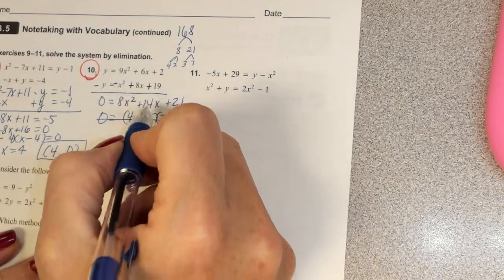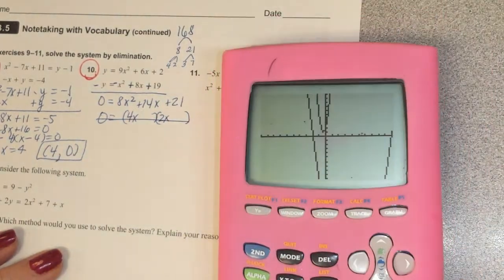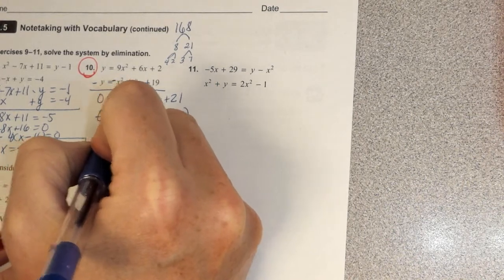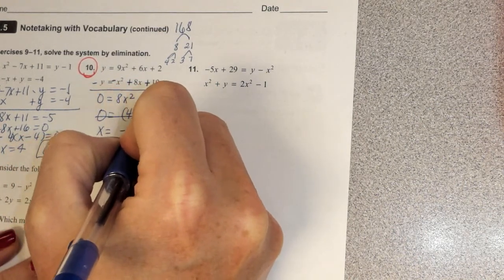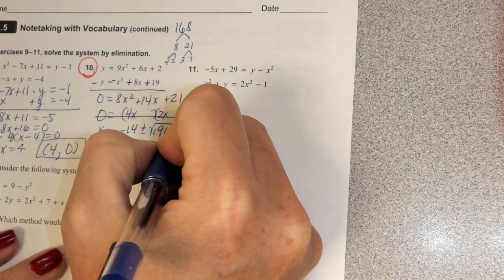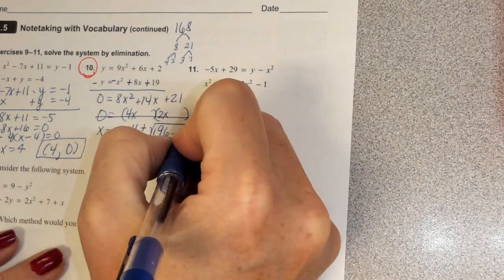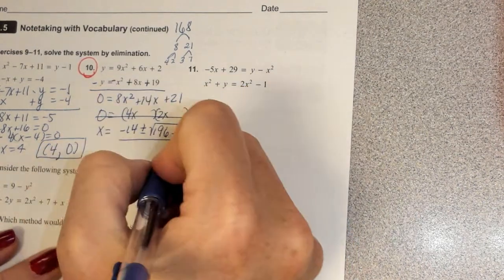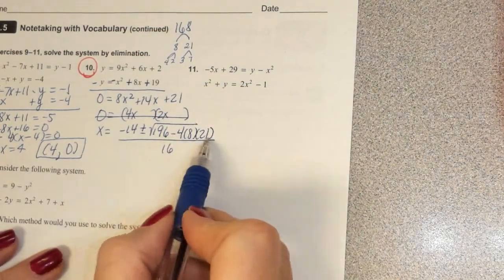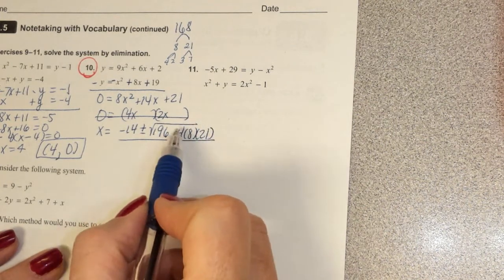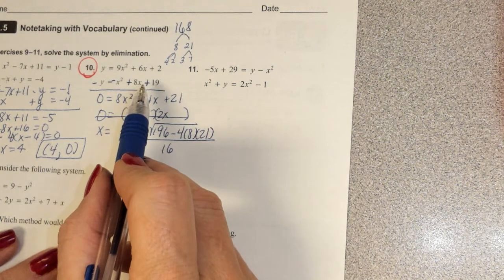What I would do though, if this were a test and I could not use this to check that, is I would start using the quadratic formula. Negative b plus or minus the square root of b squared, which is 196, minus 4 times 8 times 21, all over 2a. If this under here is a negative number, then I know that I have an i in my answer, which means that there's no real solution.